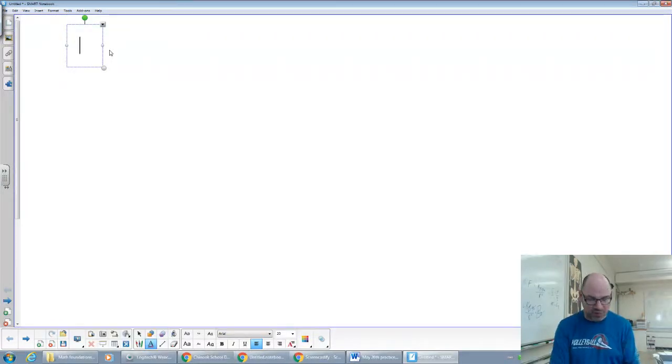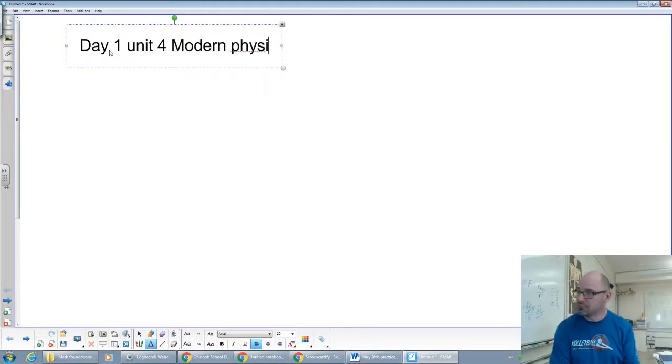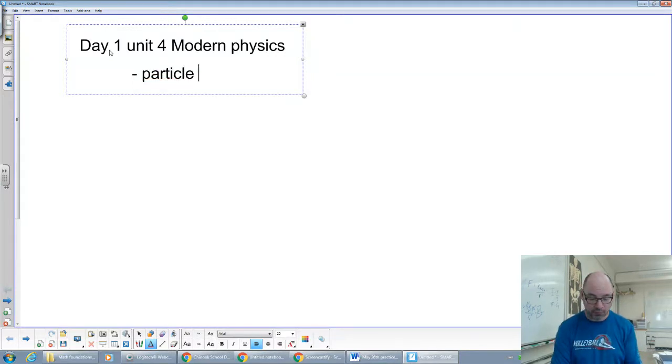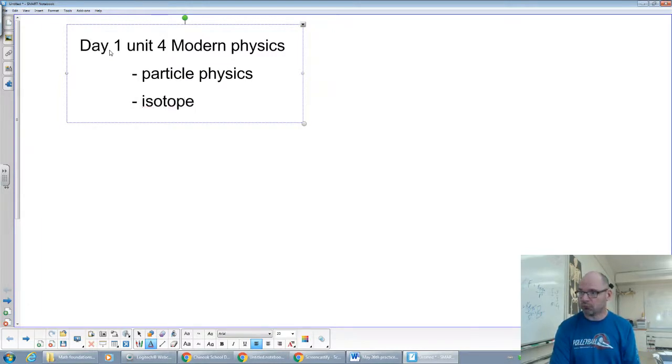So let's go through what we're going to look at today. This is day one, unit 4 in physics, and this is the modern physics unit. What we're going to look at today in modern physics is particle physics. The first couple of things we're going to look at under particle physics are the notation, isotopes, notation, and we're going to look at some basic forms of radiation.